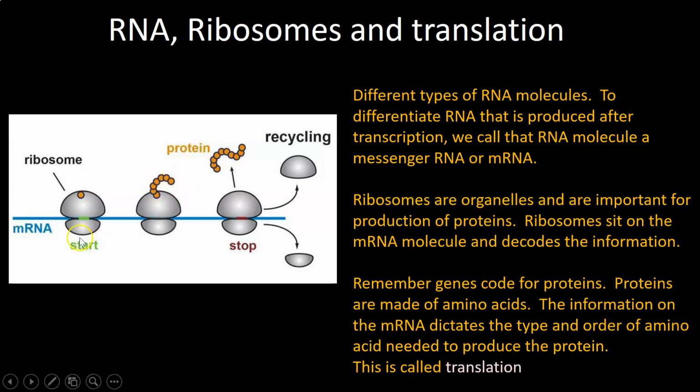And then it hits the stopping point. Again there's a coding signal which tells the ribosomes that the gene ends here, so to stop here. So it stops there, and then that chain of amino acids is released. And then the ribosomes are recycled.